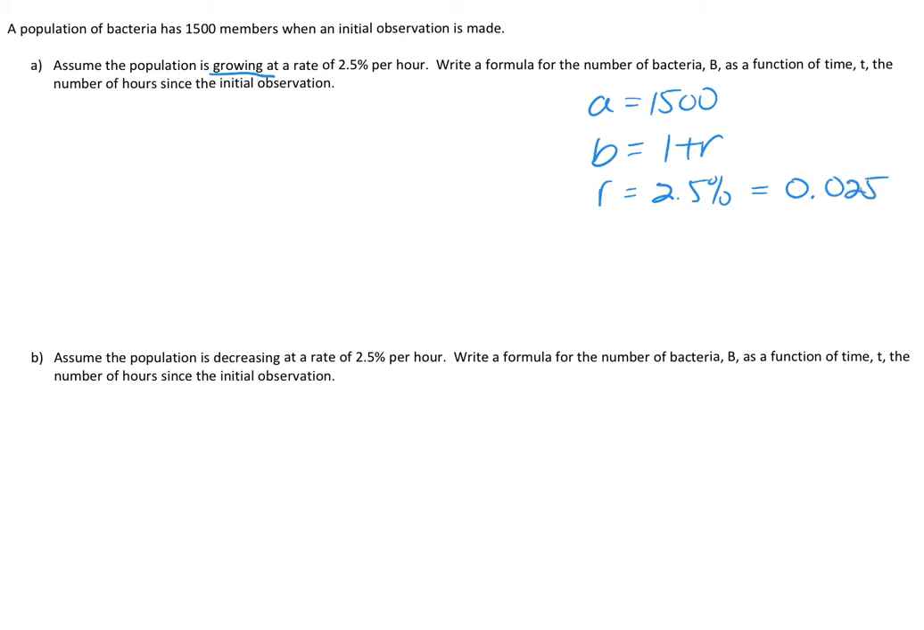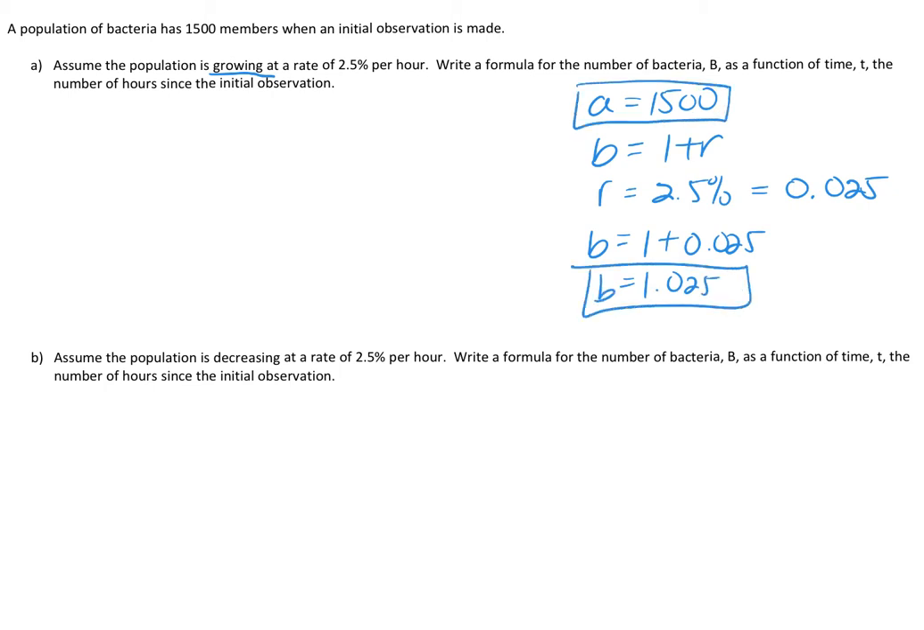Now we can go back and actually calculate B. So B is 1 plus 0.025, or 1.025. Now that I have my A value and my B value, I can write my formula. Here, that formula would be: the population of the bacteria is equal to 1,500 times 1.025 to the T power.